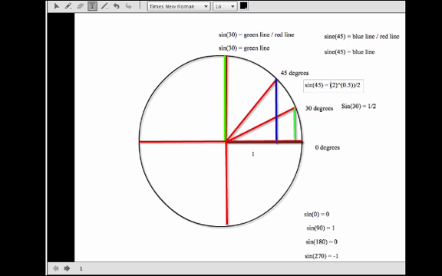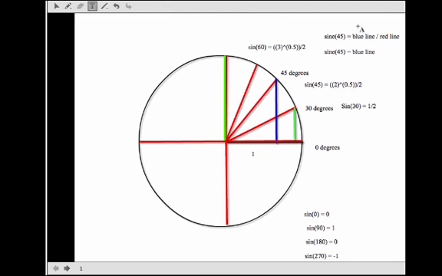And then there's one that I haven't actually drawn yet, and that's 60 degrees. Right here. And you should know that sine of 60 degrees is the square root of 3 over 3. Sorry, over 2. I meant to say the square root of 3 over 2. Square root of 3 over 2.